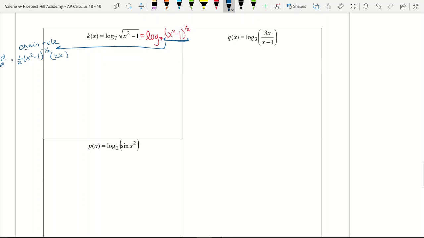So the derivative equals that for now. When I simplify this, I get x over square root of x squared minus 1, which is just equal to x times square root of x squared minus 1 all over x squared minus 1.